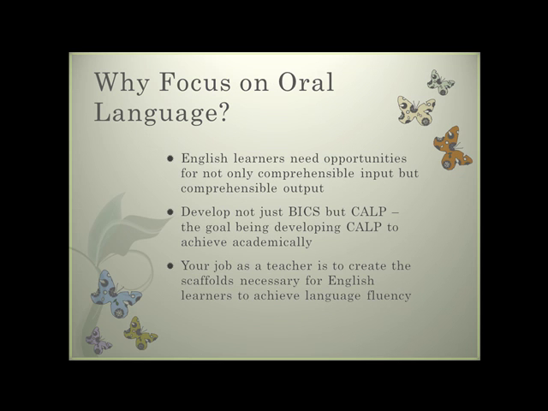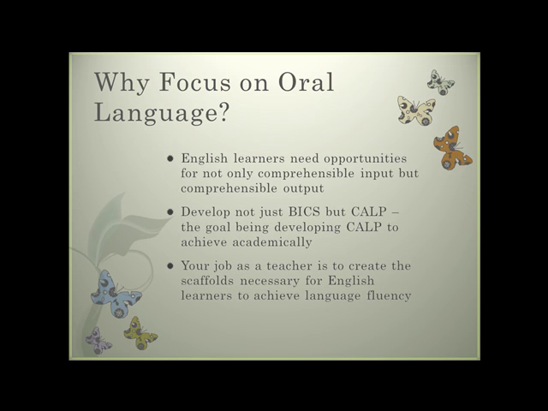Now, why do we need to focus on oral language? As I already said, English learners need opportunities for not only comprehensible input, and you may recall Krashen, but they also need opportunities for comprehensible output, and you may recall Swain, that we've already talked about both of them in class. So again, they need to be able to understand what it is that you're saying. They need to be able to process that information, but it's not just about processing or acquiring information, it's also about being able to produce.